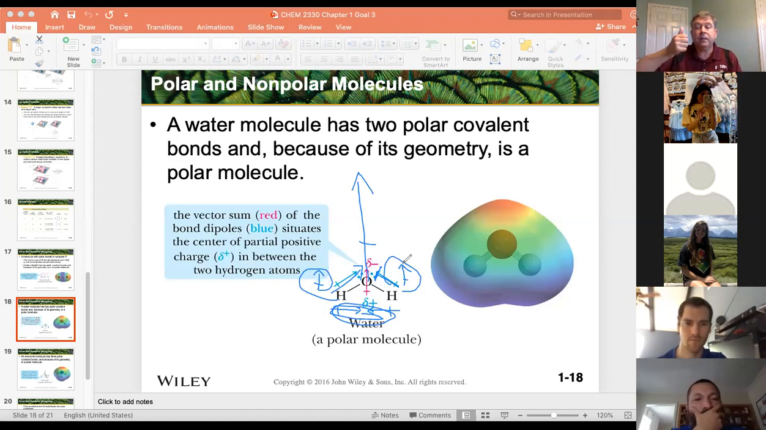So molecular shape, hybridization, and polarity of bonds, all three must be considered when we look at the polarity of a molecule itself, okay? So let's add another component to that.